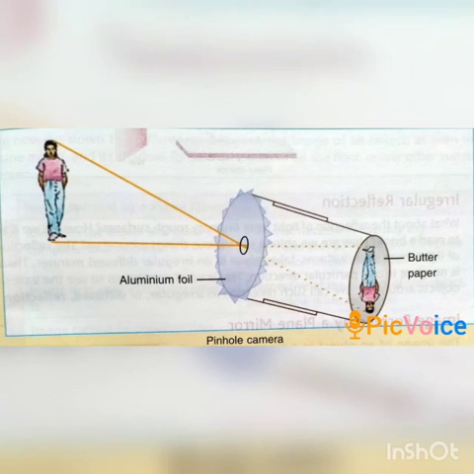So in this way you can prepare a pinhole camera which shows the property of light, that light always propagates along a straight path.